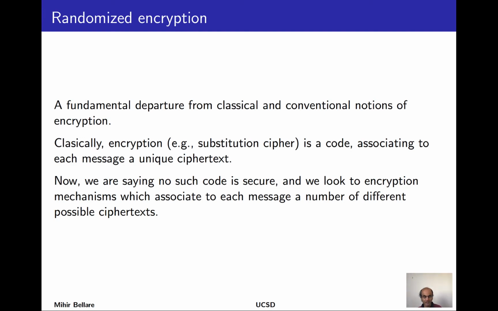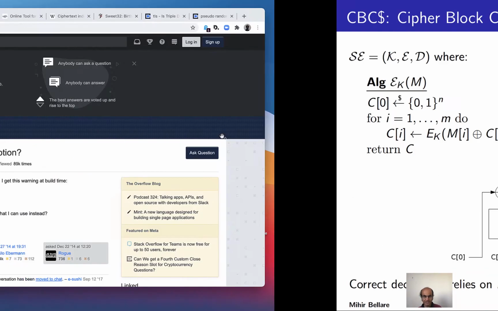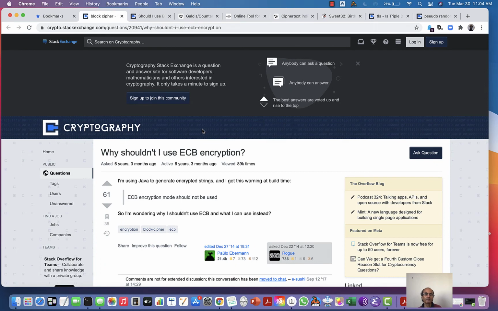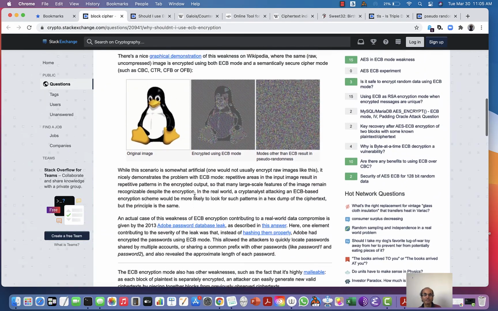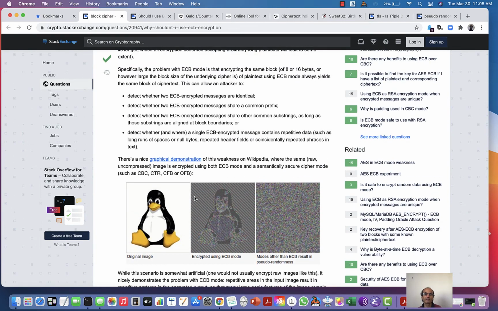Now, this is well understood at this point. Here, for example, is a Stack Exchange question by someone who wants to know, why shouldn't I use electronic codebook encryption? And why is the person asking that? Because by now, even libraries like Java will warn you. If you try to use ECB, they'll tell you it shouldn't be used. And so the person is asking for an explanation. And if you took this class, you could easily give them an explanation.